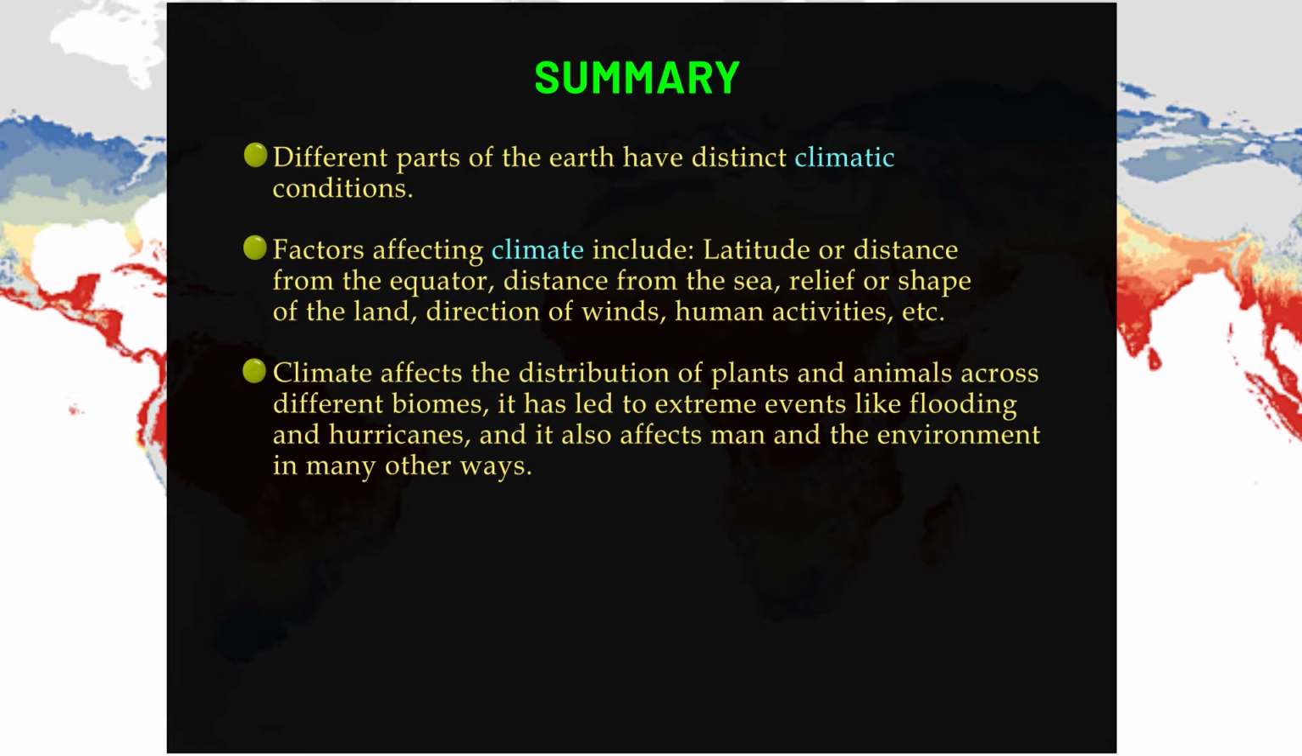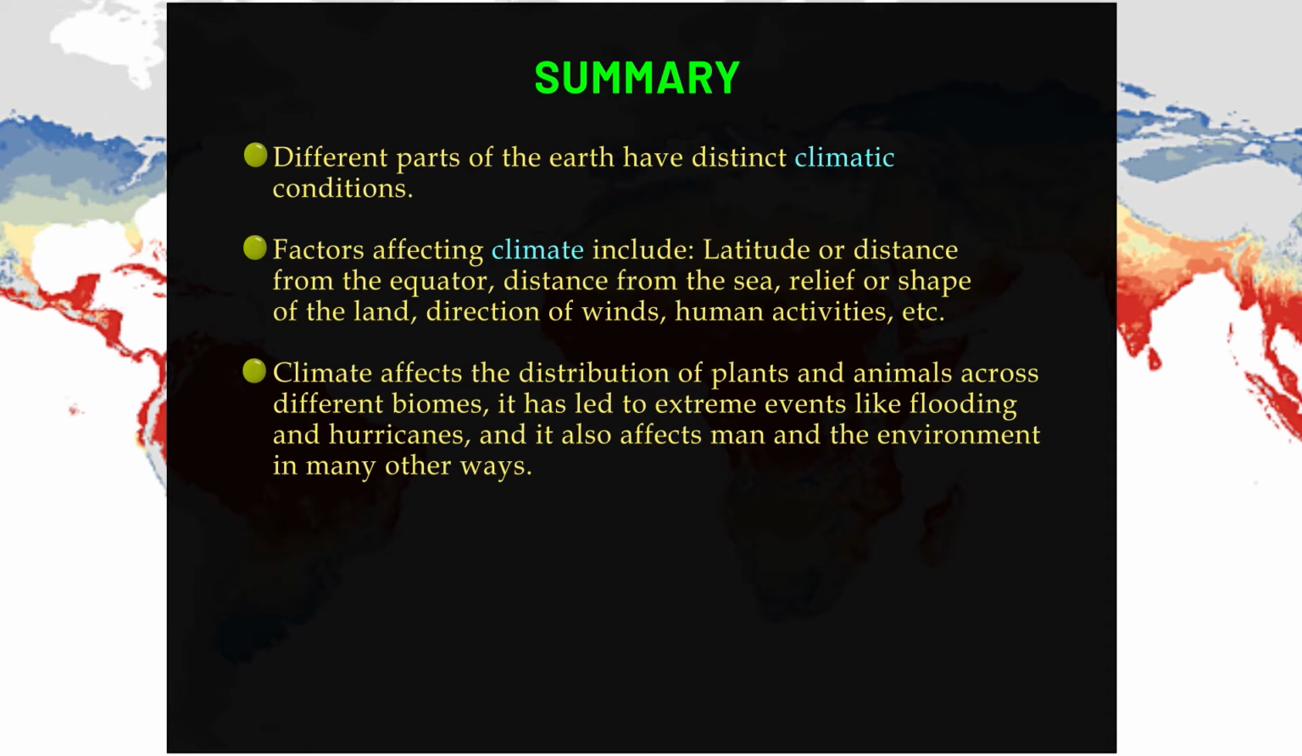We've come to the end of this class, but before we go, let's take a quick summary on what we learned during the lesson. We learned that different parts of the earth have distinct climatic conditions. We also saw some factors affecting climate, and they include latitude or distance from the equator, distance from the sea, relief or shape of the land, direction of winds, human activities, etc.